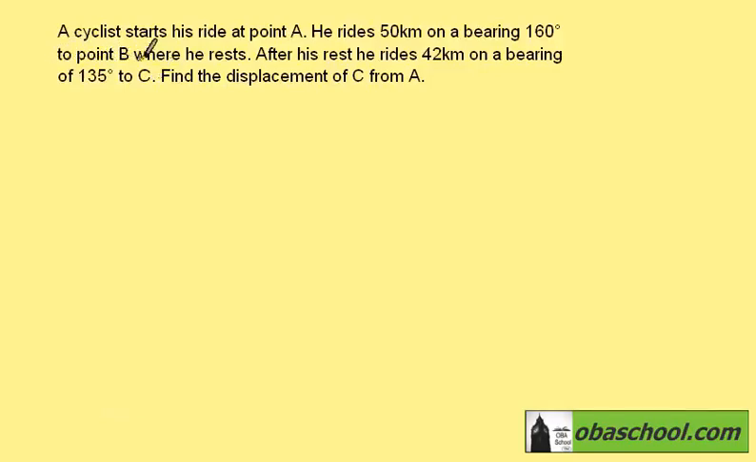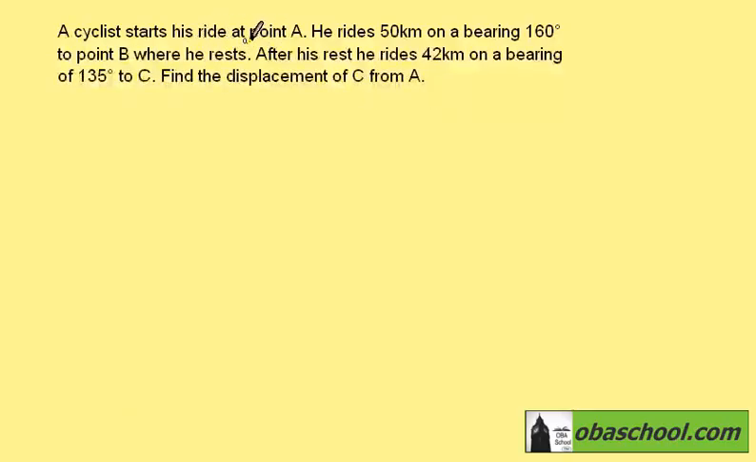A cyclist starts his ride at point A. He rides 50 kilometers on a bearing 160 degrees to point B, where he rests. After his rest, he rides 42 kilometers on a bearing of 135 degrees to C. We want to find the displacement of C from A.